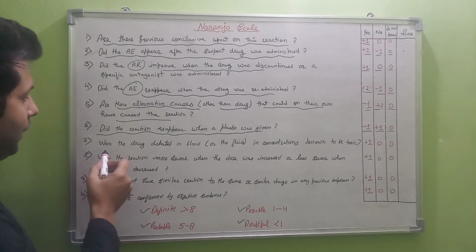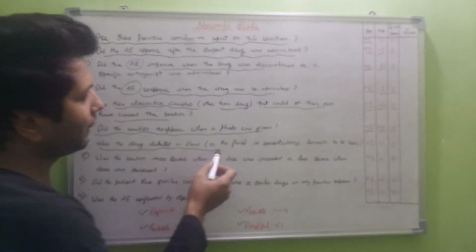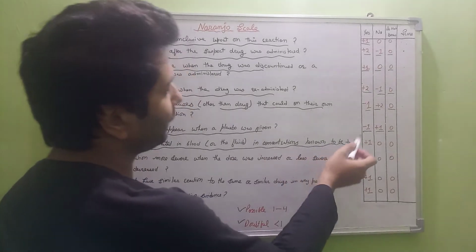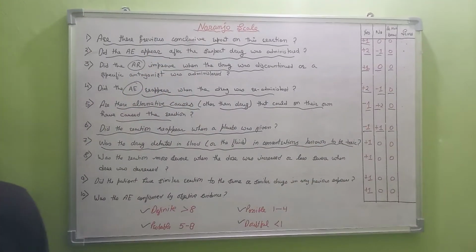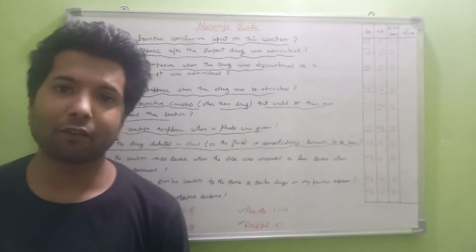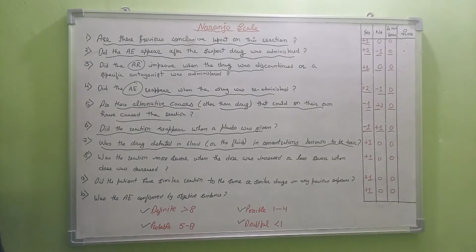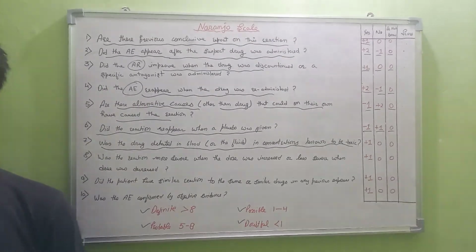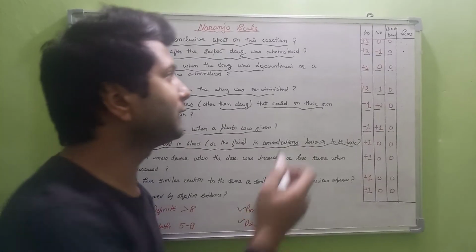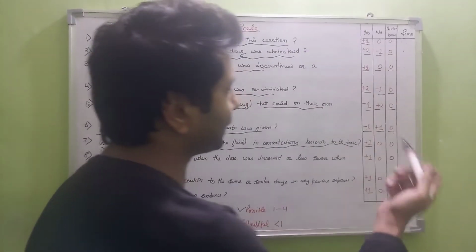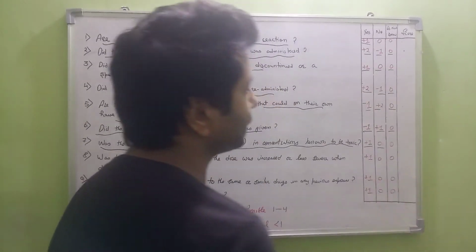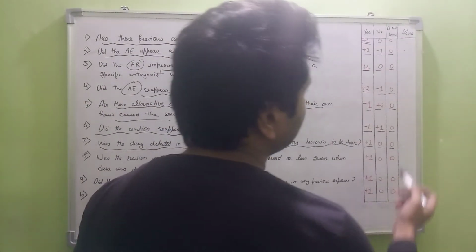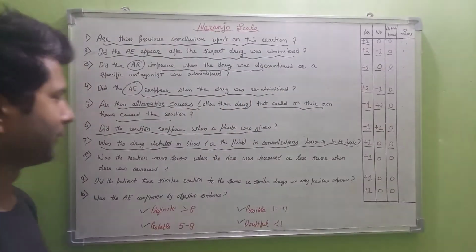So next is, was the drug detected in the blood in a concentration known to be toxic? We will take a blood sample of the patient and monitor the drug concentration in the patient, to see whether it is at a toxic level or not. If it is yes, then we will capture a score of +1. If it is no, we will capture 0. If we do not know, then we will capture 0 and we will put the total score here.